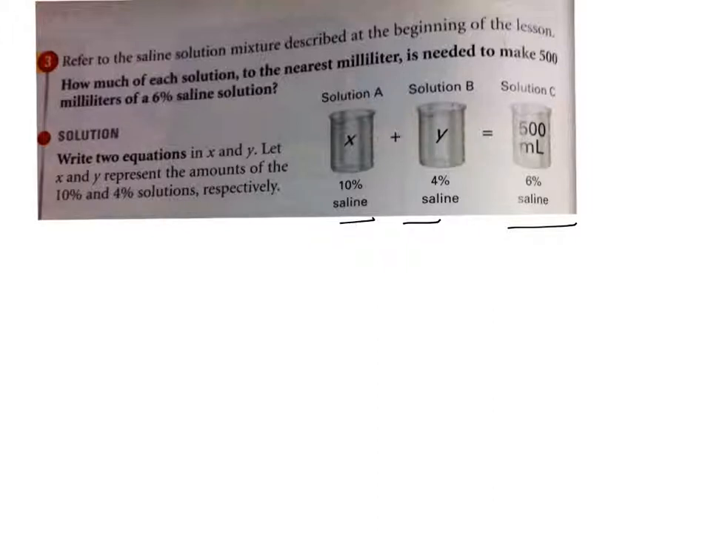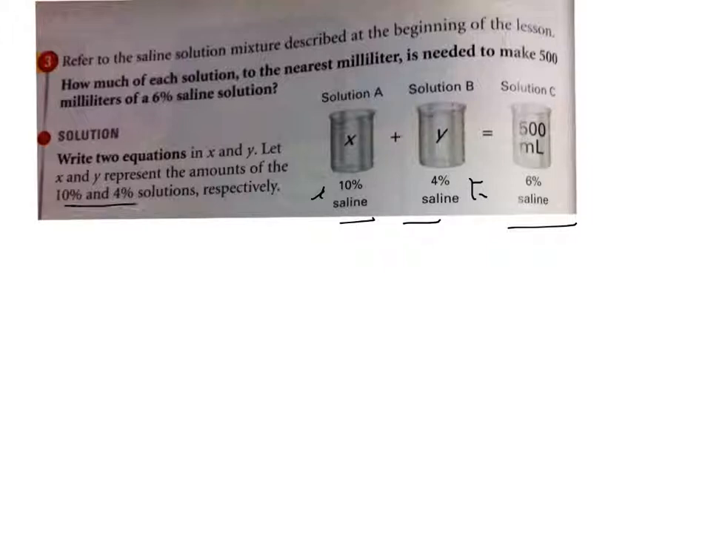And what we want to do is determine how much solution is needed to make a 500 milliliter solution that is 6% saline. And we need to create the mixture by having one solution that's 10% and another that's 4% saline. So how would we do that?